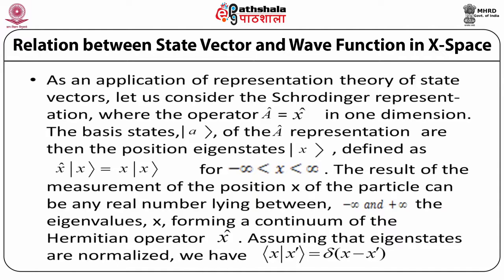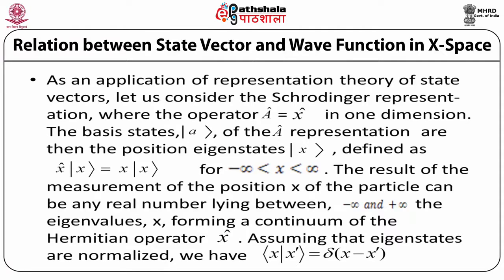The result of the measurement of the position x of the particle can be any real number lying between minus infinity and plus infinity. The eigenvalues x, as defined in the above equation, form a continuum for the Hermitian operator x.